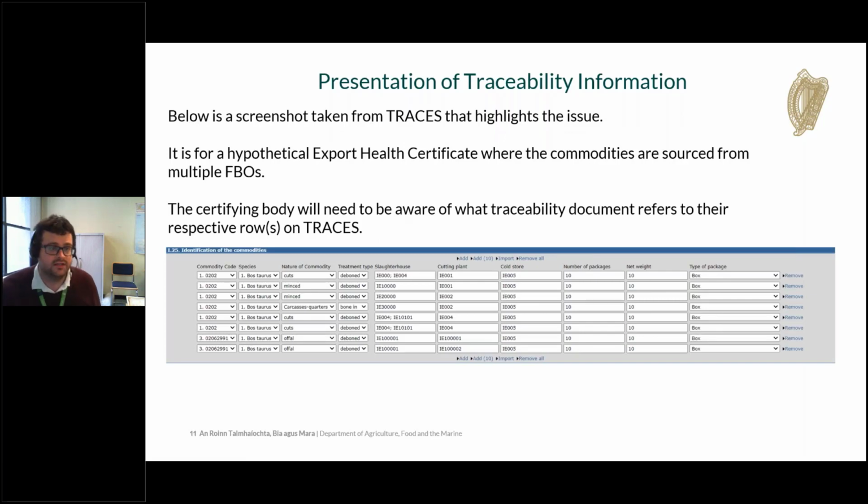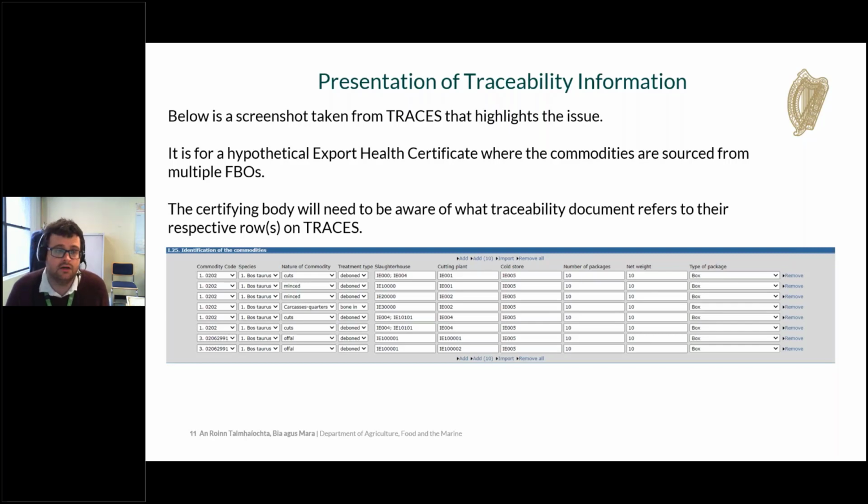So below is a screenshot that's taken from TRACES that highlights this issue. It is for a hypothetical export health certificate where the commodities are sourced from multiple FBOs. So in this case, I'm a cold store. You can see here I'm the cold store that has received product from multiple different producers. So you can see here my slaughterhouse and my cutting plants, there's a variety of different producers. I'm producing this EHC, but I cannot at a glance tell which refers to what. You can see there I have two rows that are identical. It's minced, but the slaughter code is different and the cutting plant code is different. So we will need you to have a method to relay that information to us.